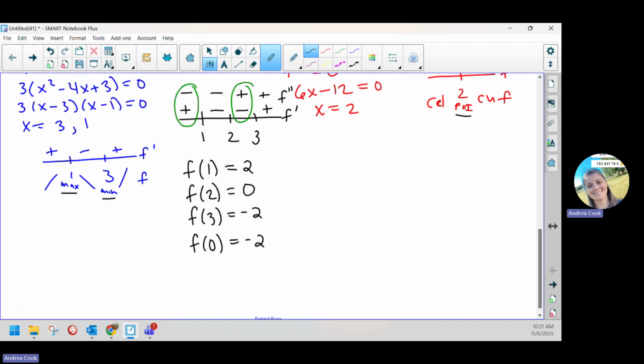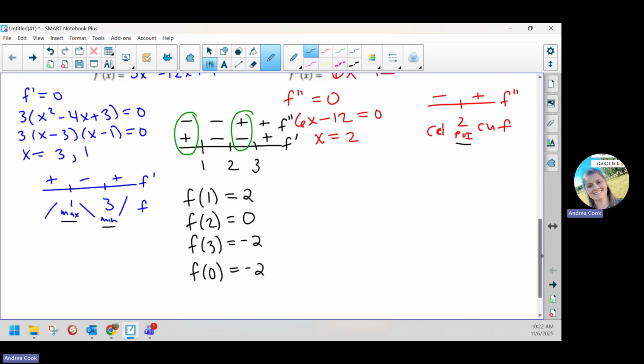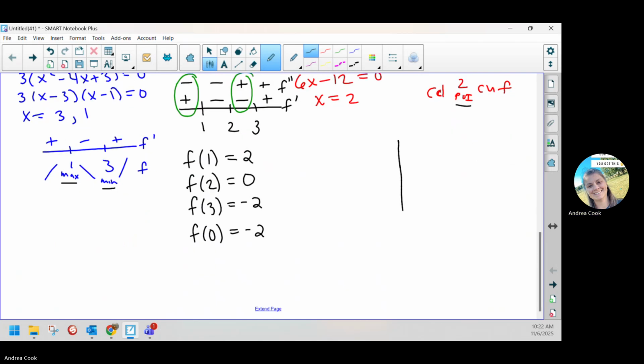Okay, so now when we make a graph, whoops, sorry. I'm going to start with plotting those points. So at 1, I'm at 2. At 2, I'm at 0. At 3, I'm at -2. And at 0, I'm at -2.